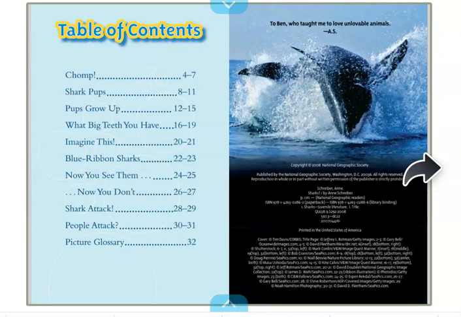The first text feature is right here. It's called the table of contents. A table of contents helps me find information faster. It organizes the information so that I can focus in on specific things that I want to learn.